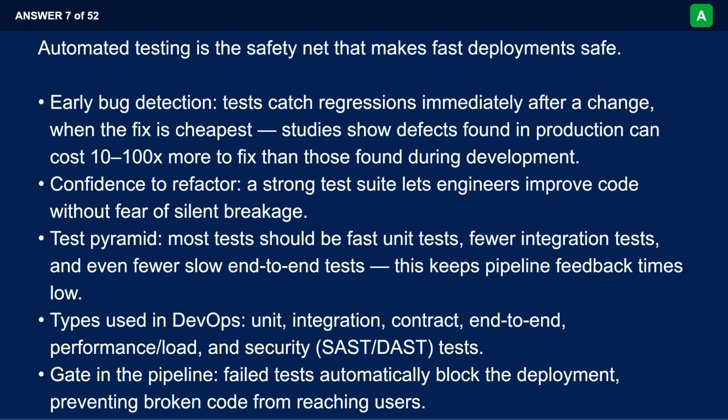Types used in DevOps: unit, integration, contract, end-to-end, performance/load, and security, SAST/DAST. Tests gate the pipeline. Failed tests automatically block the deployment, preventing broken code from reaching users.